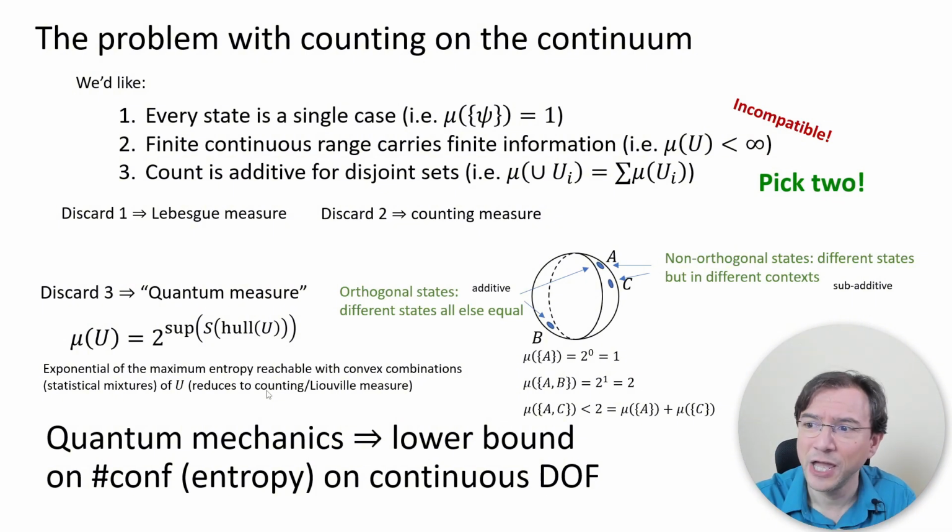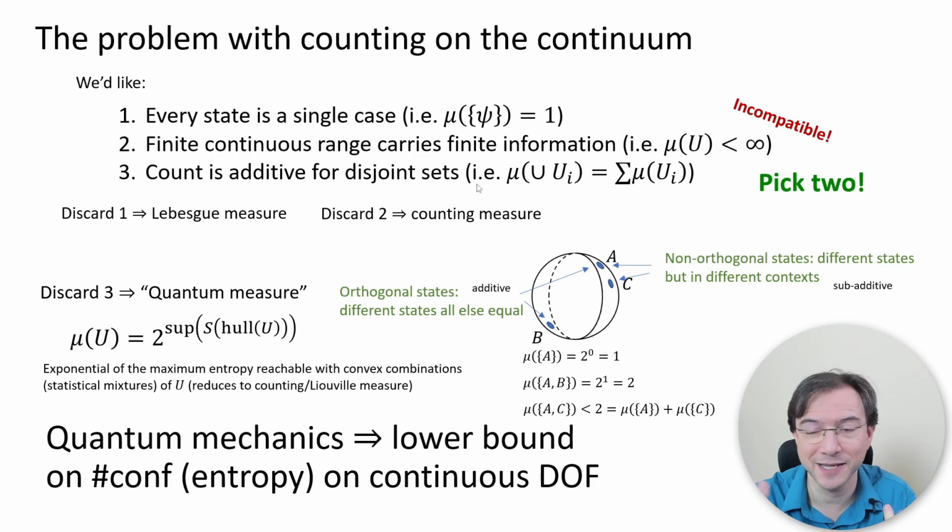The problem of counting on the continuum is the following. We would like to have these three requirements satisfied. First, we would like to say that every state is a single case and therefore it has to count as 1. Then we would like to say that any finite continuous range carries finite information, carries finitely many states, and therefore you want a finite continuous range U to have a finite measure. And then you would like to have the count additive for disjoint sets.